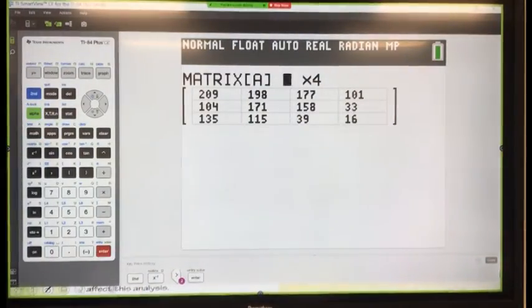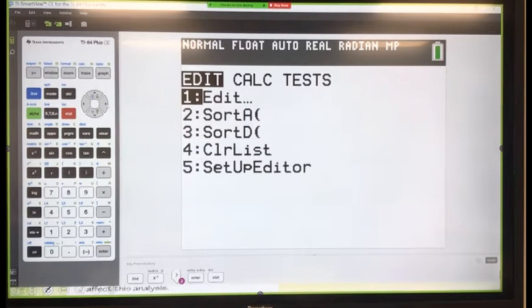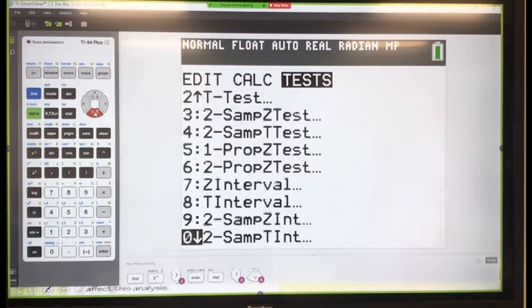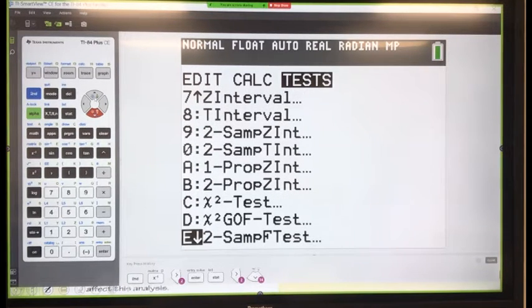now it's time to do our chi-square test based on this matrix. Note, I'm not worried about the expected because they'll give me that. So what we want to go to is stats, test, and where yesterday we went into the chi-squared goodness of fit, go one above. Chi-square test. Hit enter.